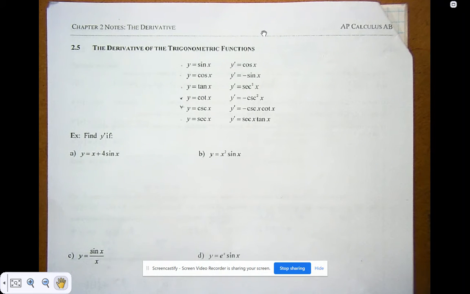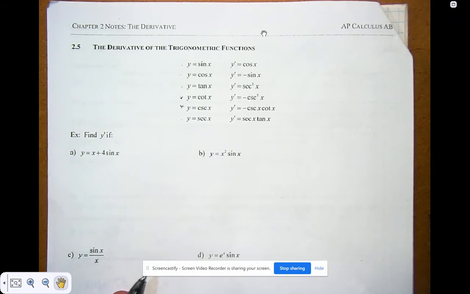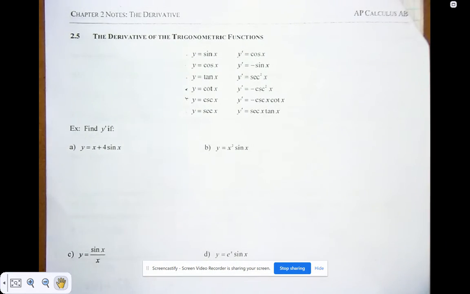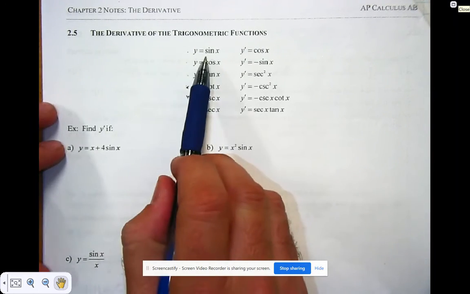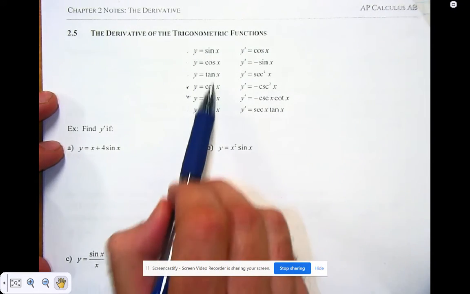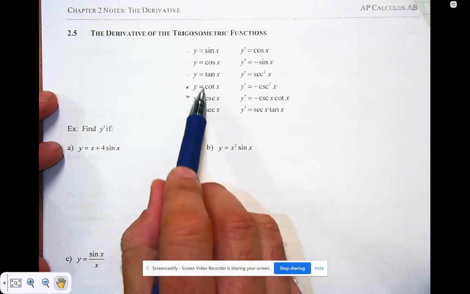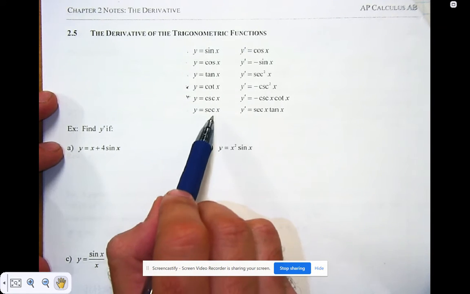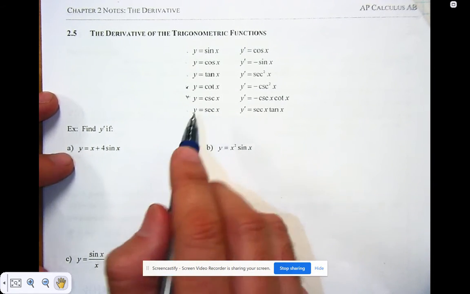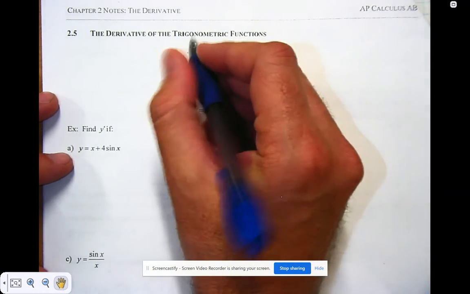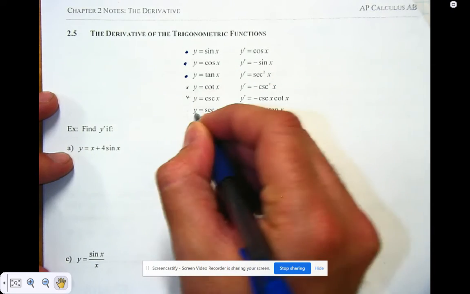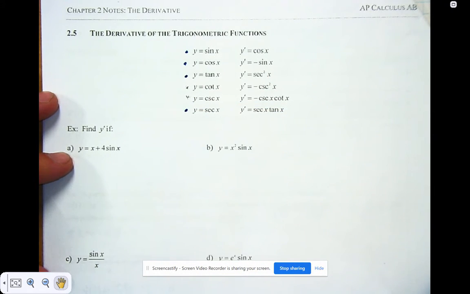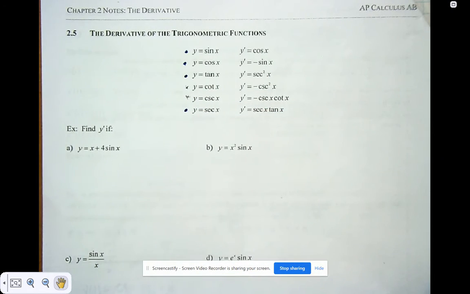chapter two with some trig functions, and it's just all memorization. So hopefully, if I go slow enough, you guys can watch and rewatch this, and it's nothing crazy. You are supposed to memorize the derivatives of these trig functions. Now, I know most of you just learned what cotangent, cosecant, and secant were. As far as the AP exam goes, this one, this one, this one, and secant are very, very, very important. They're used a lot.